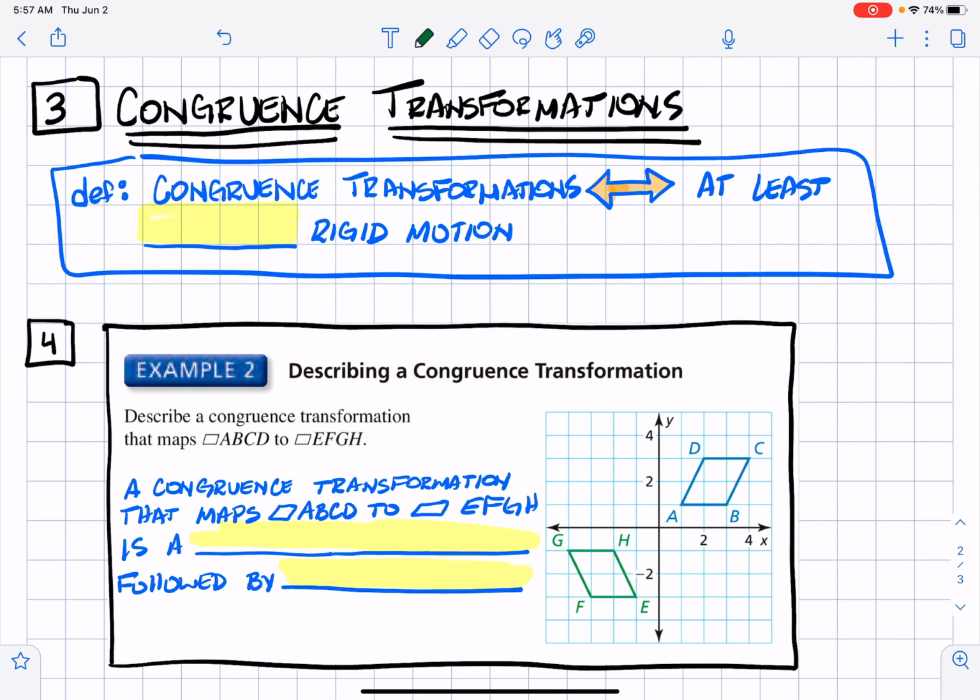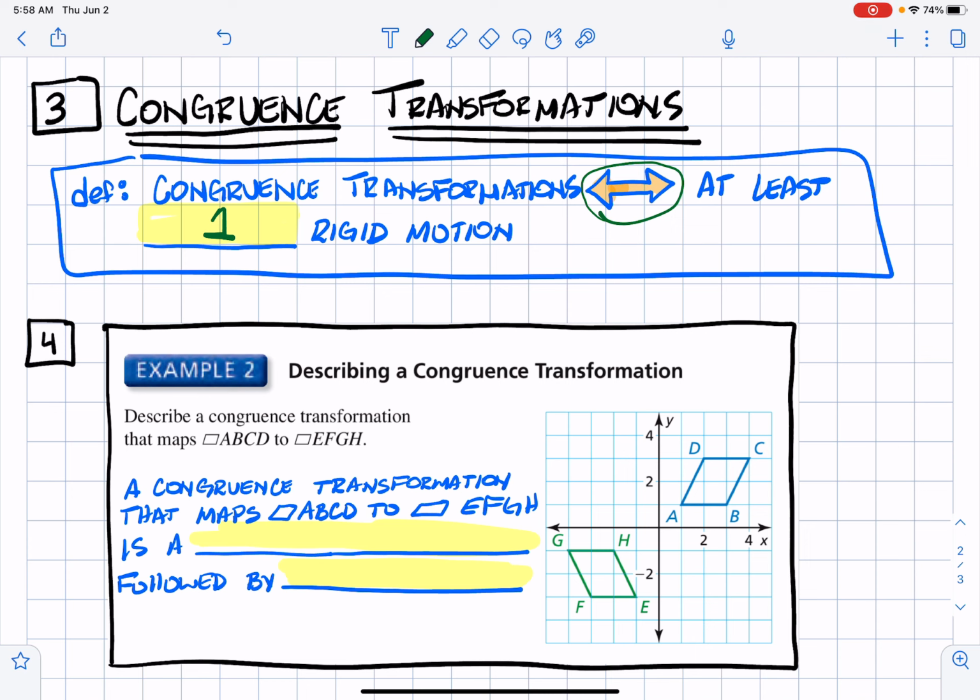Okay, here's box 3. There's a new term that the book introduces at this particular point. It's called a congruence transformation. The definition for us just means congruence transformations is interchangeable, so this little arrow here means it's interchangeable. That means it has to have at least one rigid motion. So nothing really new here. We're just going to say that a congruence transformation guarantees that we have at least one rigid motion that we can map from one figure to the other.